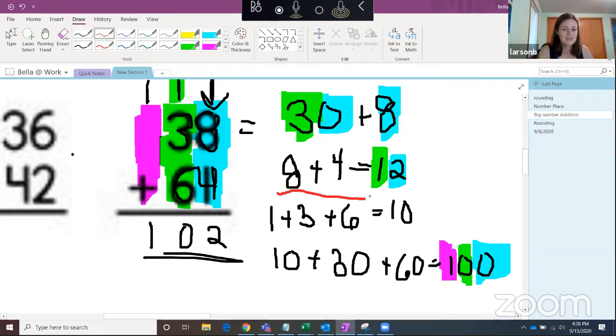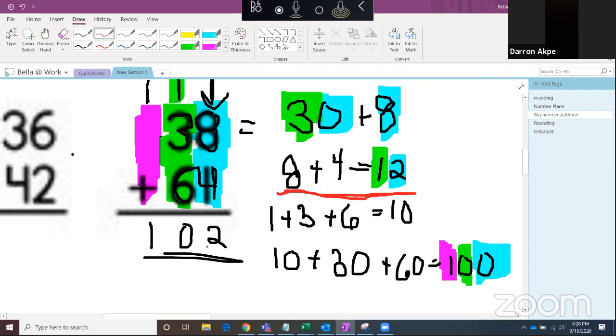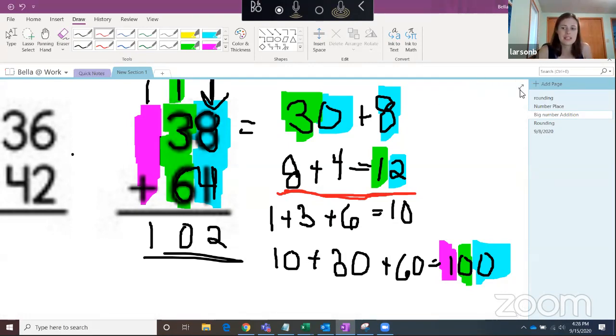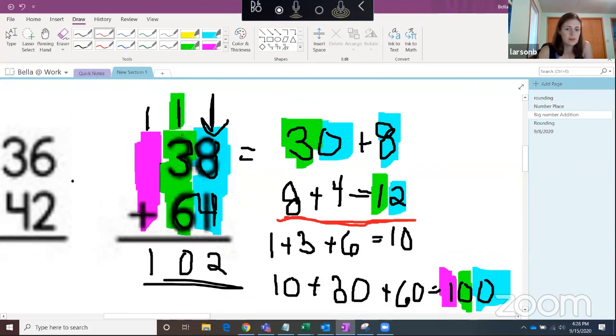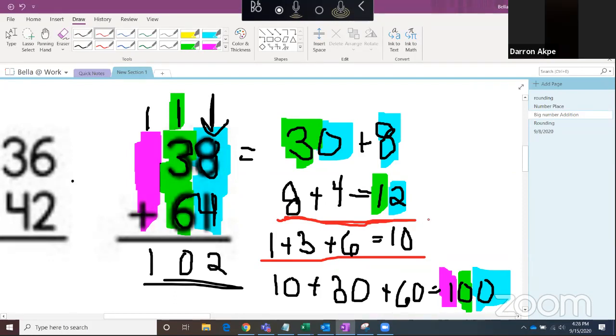We have 8 plus 4 to get 12, right? Do you agree with that? Yes. So we put the 2 down here because it's in the ones place, and we put the 1 up there because that's part of the tens place. Then we had 1 plus 3 plus 6. So 1 plus 3 plus 6. What does that equal, Darren? 1 plus 3 plus 6 is 10.